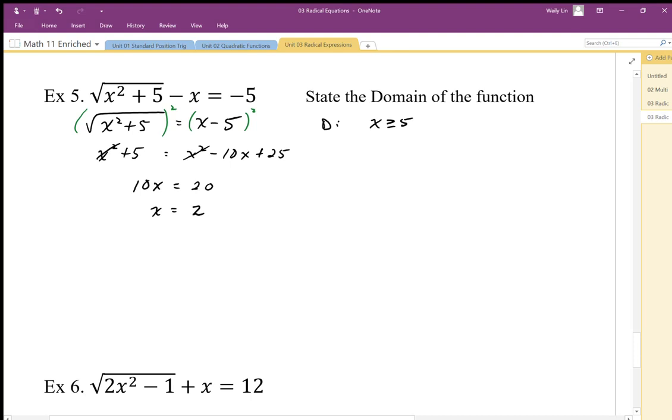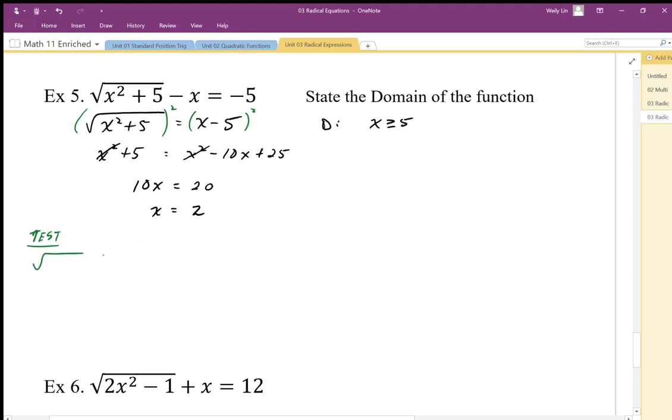Okay, so based on our restriction though, it doesn't look like it works. Okay, so we should check. I'm just going to check because I'm not super confident with my domain restrictions.